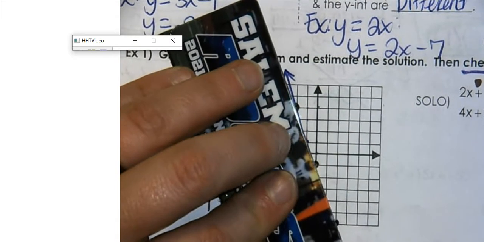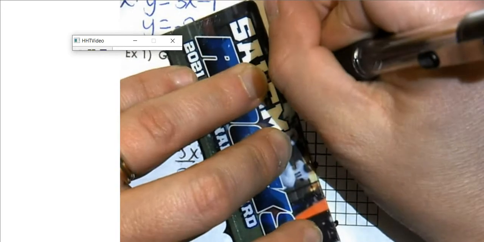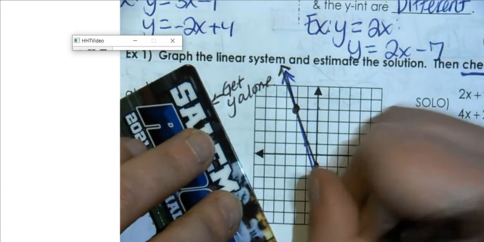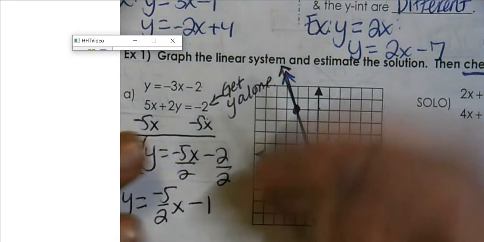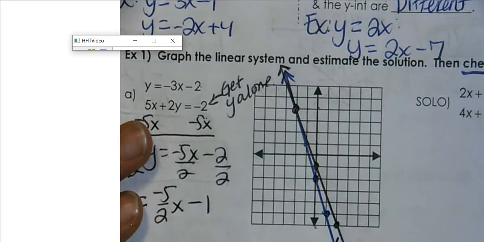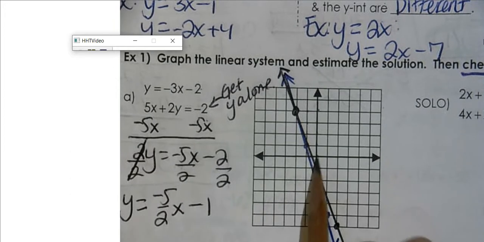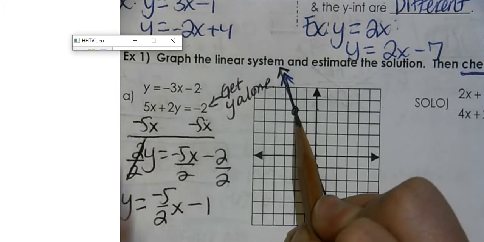So now I'm going to draw to the very best of my ability a straight line that's going through all of these points. So now I can clearly see that we have ourselves a point of intersection. And that point of intersection is located starting at 0, 0, negative 2, up 1, 2, 3, 4, negative 2, 4.